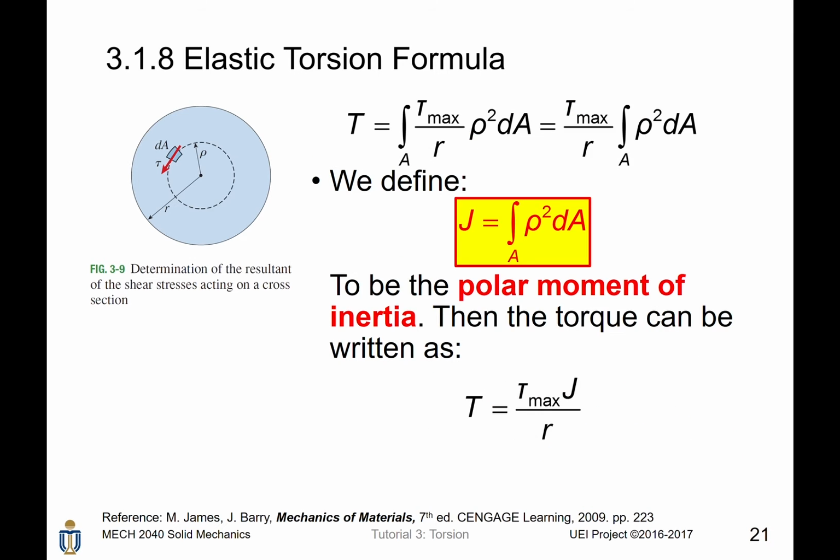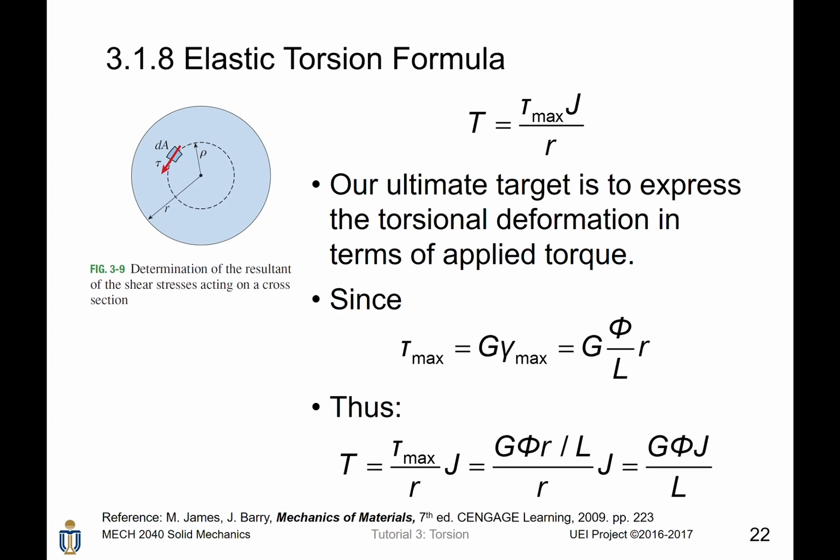Now we define a quantity called the polar moment of inertia, which is given by the integral of rho squared dA over the entire region. Then the torque can be written as T equals tau max J divided by R. However, although we get this result, who knows what tau max is? We don't know anything about it. We cannot observe it directly from the shaft. Therefore, our ultimate target is to express the torsional deformation in terms of applied torque.